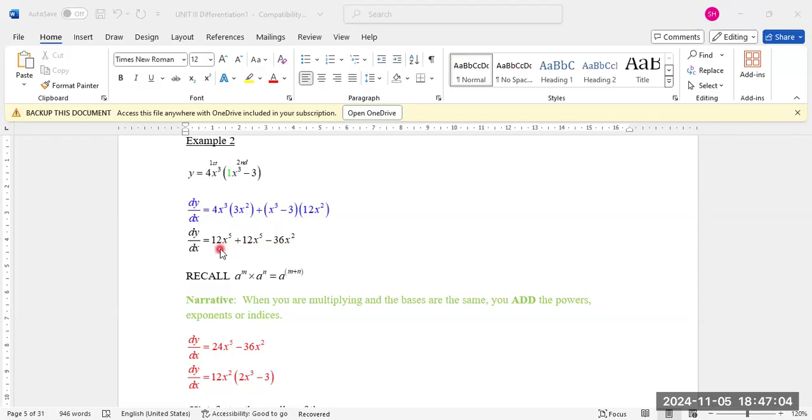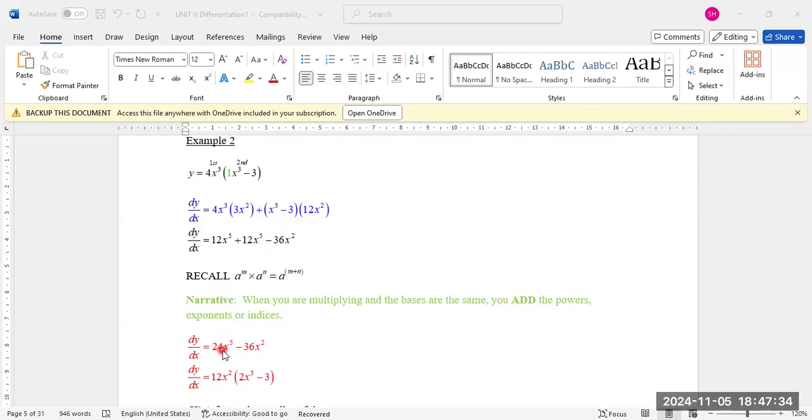When I look at this now, I recognize that the two terms with x to the 5th are like terms, so we can combine them. So this is 12x to the 5th plus 12x to the 5th. I can combine these to give me 24x to the 5th. See it right down here. And because this one is a standalone, I just write it back. It is in red. So this is my answer.